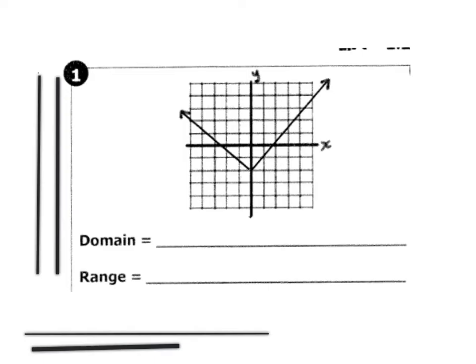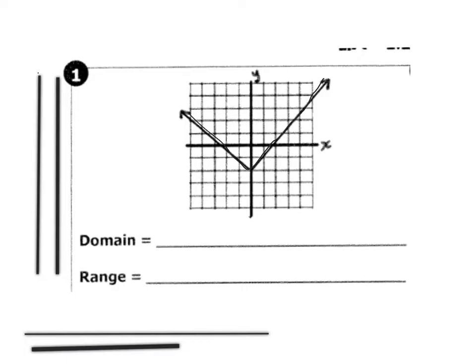Alright, let's do our first problem here. So I want to find the domain first. So I'm trying to find all the possible x values on this V-shaped graph right here. Okay, so there's lots of x values along these lines. There's lots of x values that we can't see either, and I'll talk about that here in a minute.